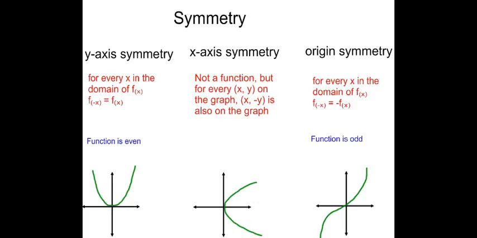Now, the test algebraically for whether or not a function has origin symmetry, which is also called an odd function, is to plug in negative x for x and evaluate the function and simplify. And if we get the opposite of the original function f, then the function is odd. And we'll take a look at a few examples.